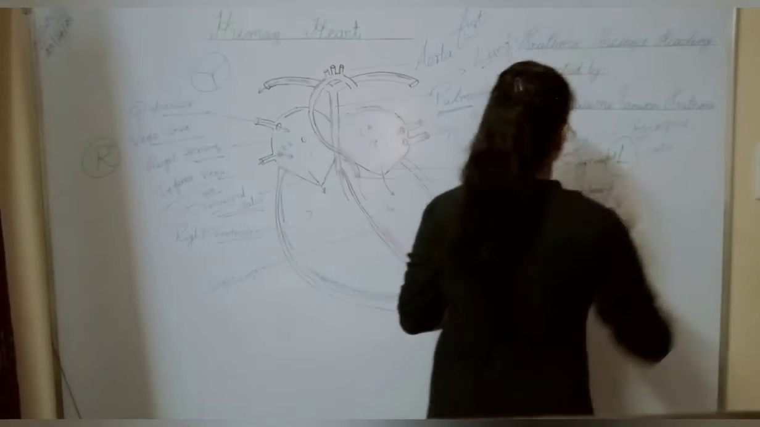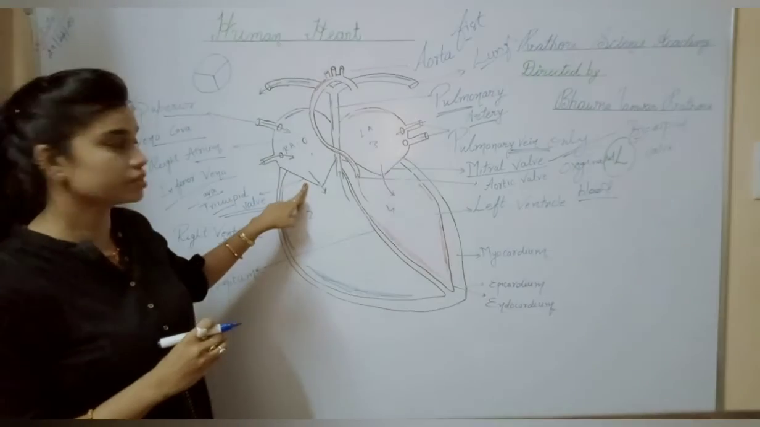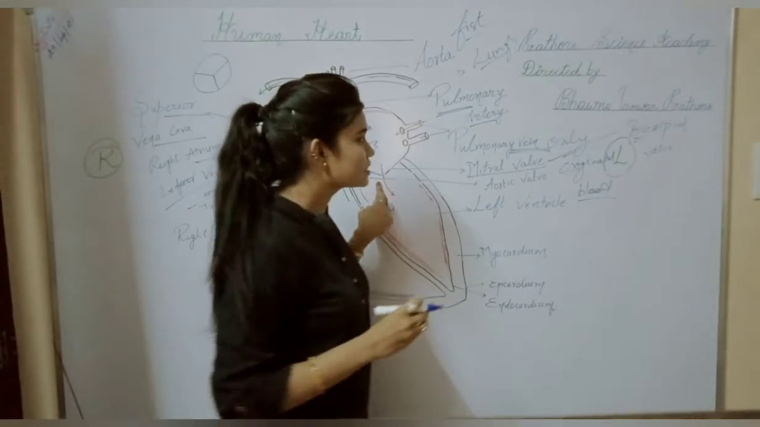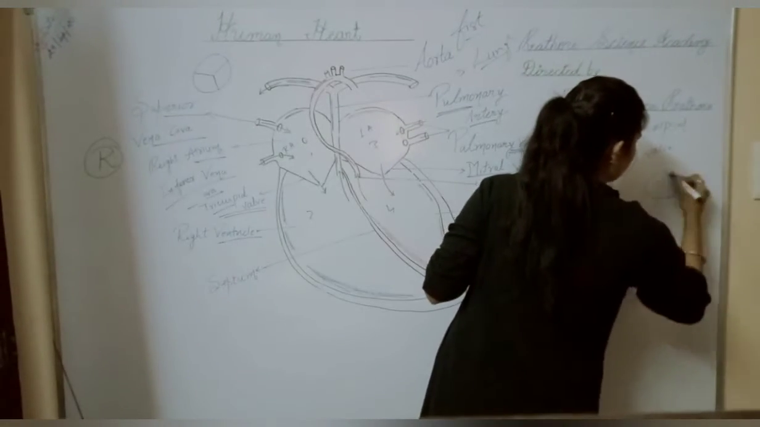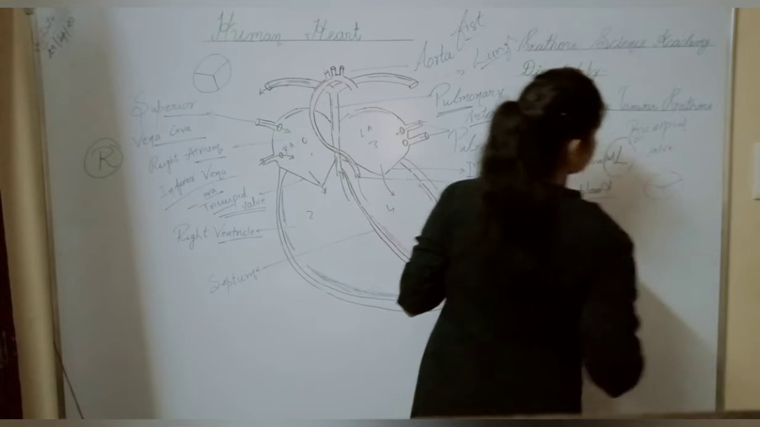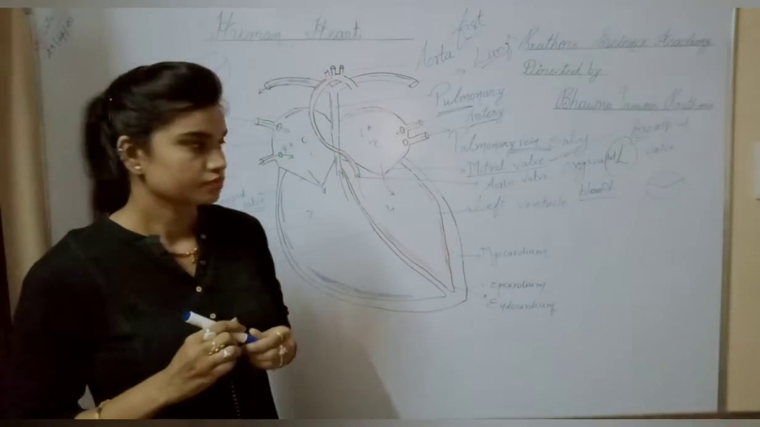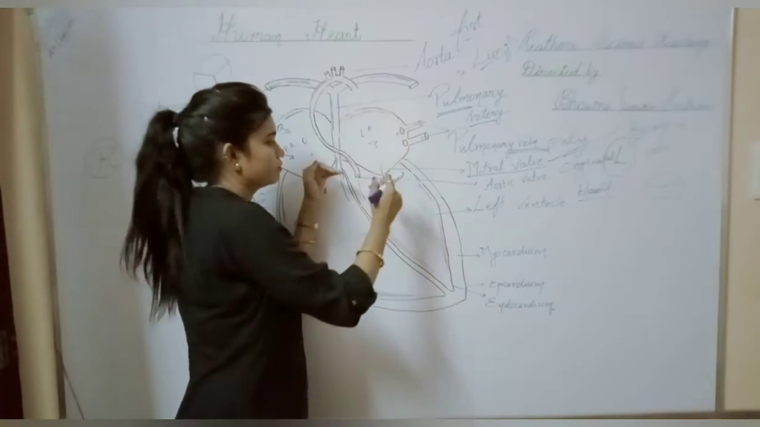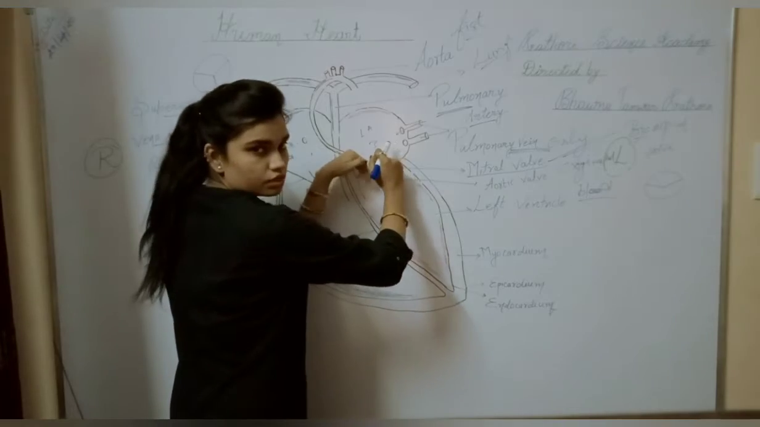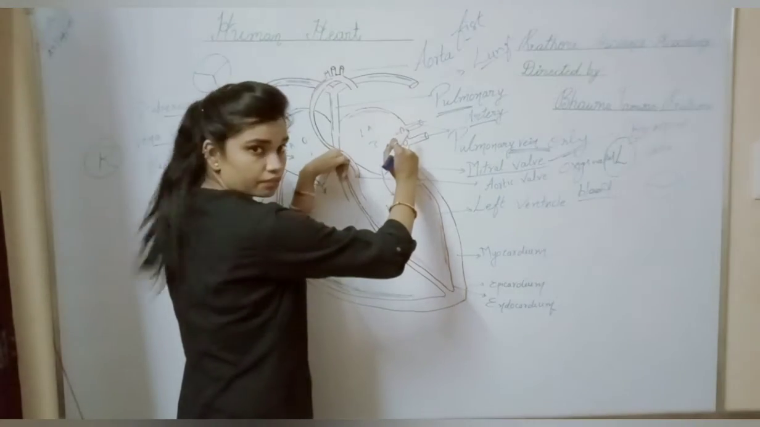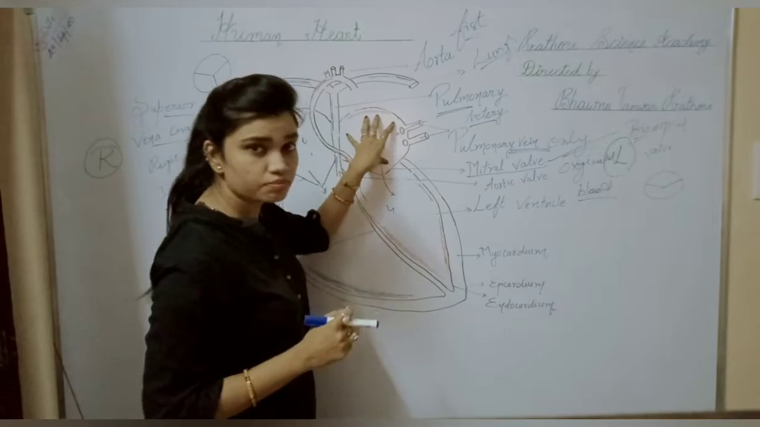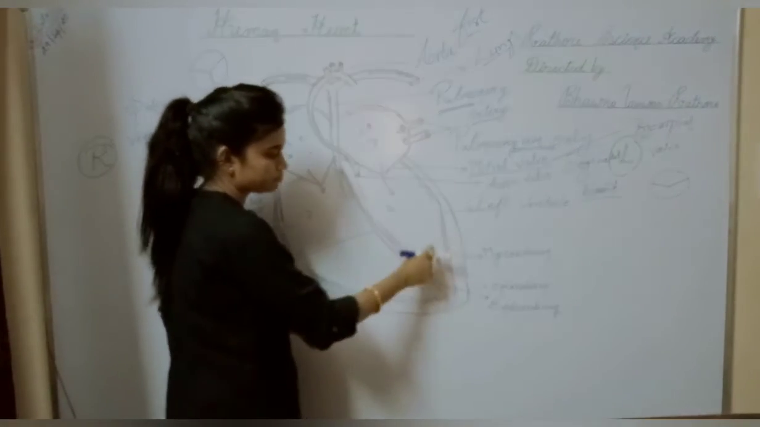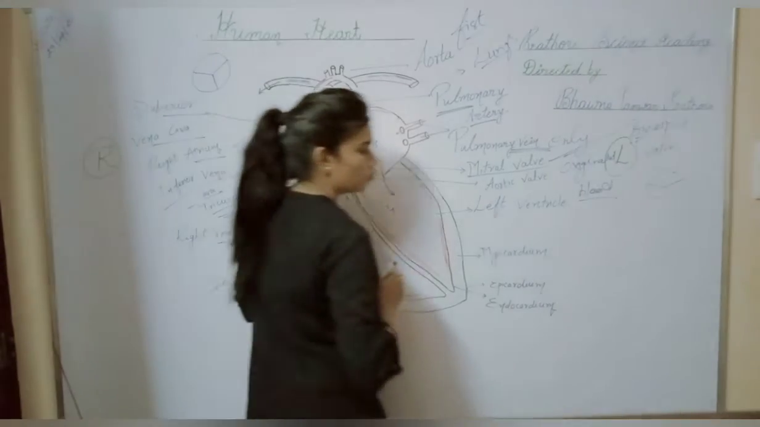Bicuspid. Here we talk about tricuspid. Remember, tri means three cusps. So bicuspid means this valve has two cusps, or you can say two flaps, right? When pure blood gets inside the left atrium, these two cusps will open, and this pure, oxygenated blood gets inside the left ventricle.